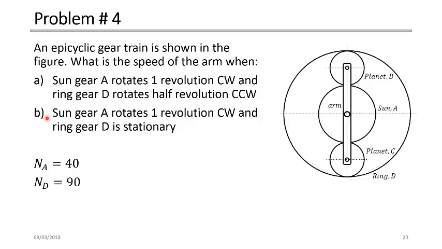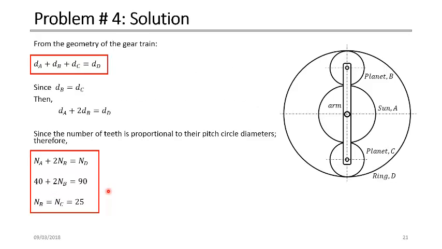The second part says find again the speed of the arm, but in this case, if the sun gear rotates 1 revolution in the clockwise direction and the ring gear D is stationary. The number of teeth for the sun gear is 40. The number of teeth for the ring gear is 90. We're going to solve this problem using the tabular method.